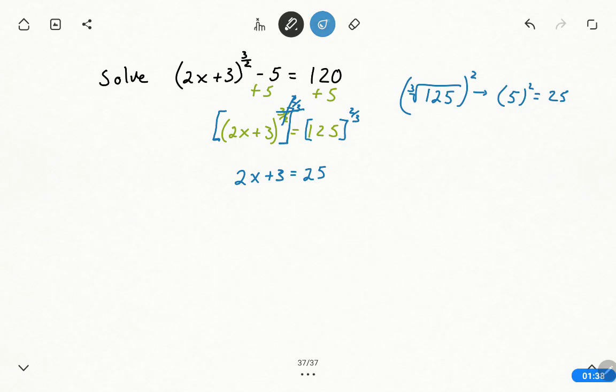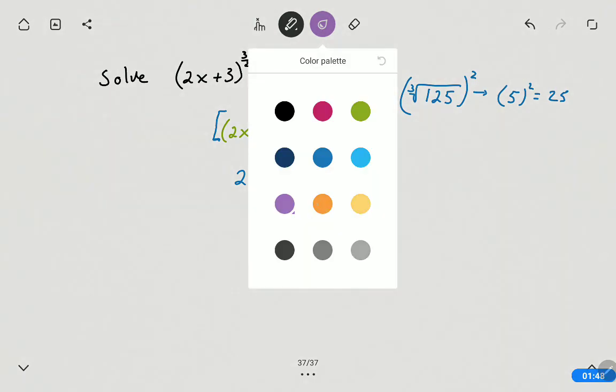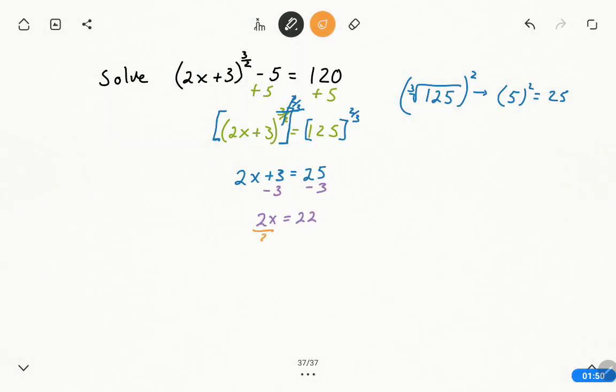And then from there, it's just a two-step equation. So we shall subtract 3 from both sides. 2x equals 22. And then divide both sides by 2. You get x equals 11. You should double check your answers for all radical equations, which includes these, because remember, fractional exponents are radicals.